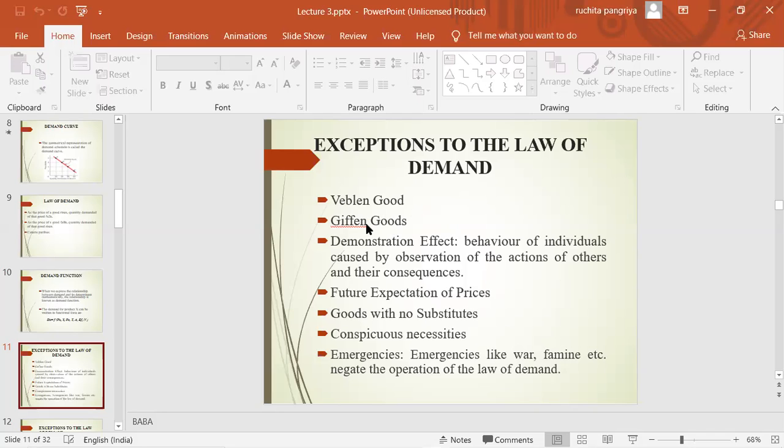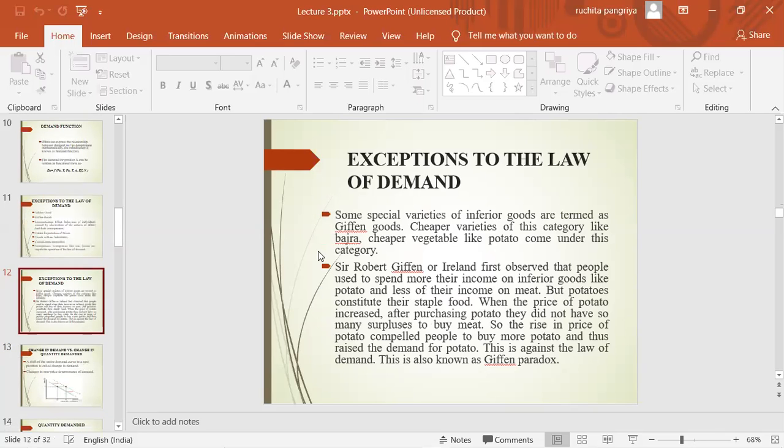Next one is your Giffen goods. Another name of the Giffen good is your inferior goods. Okay, so some special variety of inferior goods are termed as Giffen goods. Cheaper variety of this category, like bajra, and cheaper vegetables like potatoes, come under this category.